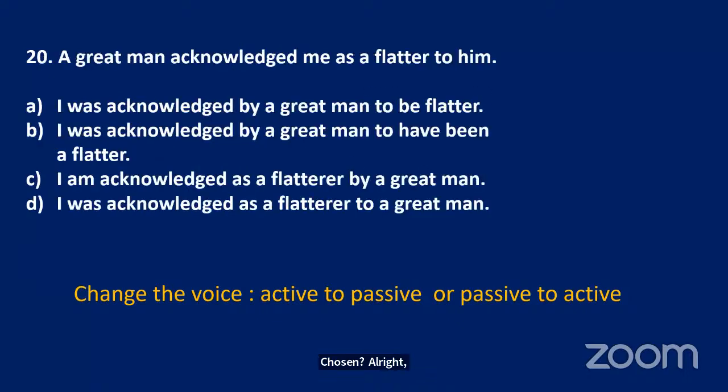A great man acknowledged me as a flatterer to him. So 4 options. I was acknowledged by a great man to be flatterer. I was acknowledged by a great man to have been a flatterer. I am acknowledged as a flatterer by a great man. I was acknowledged as a flatterer to a great man. Choose the correct answer. Is it option A, B, C, or D? Let's see who's going to give me the right answer.